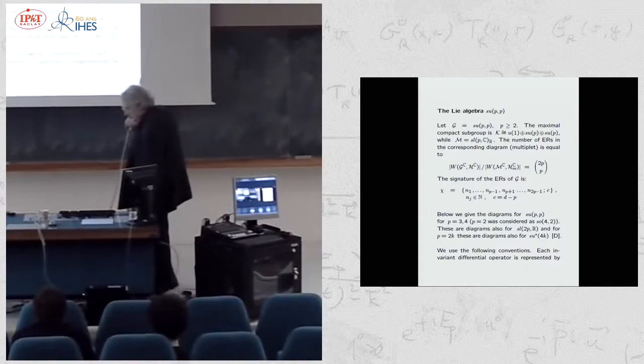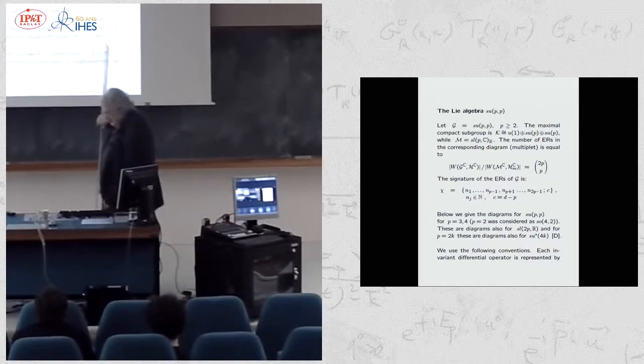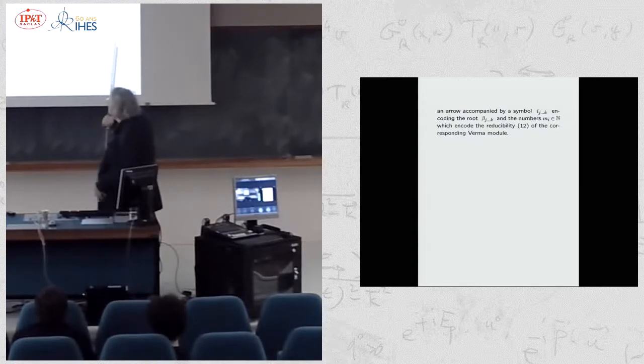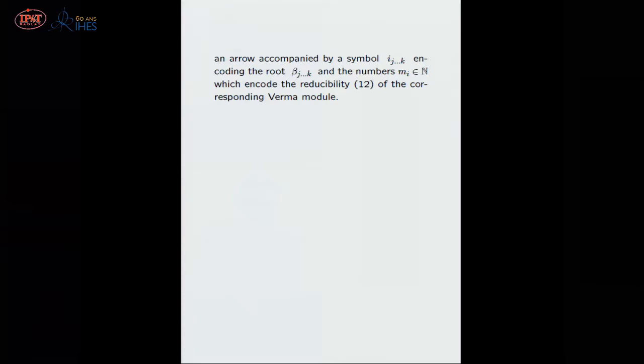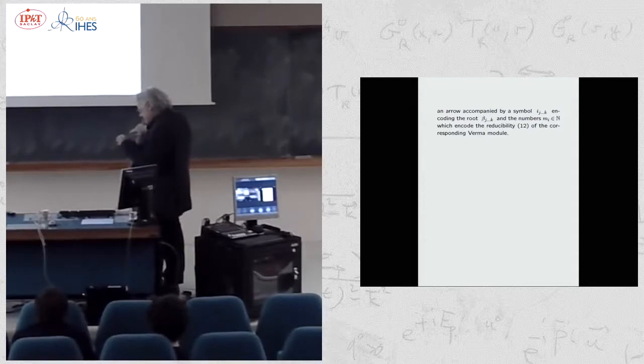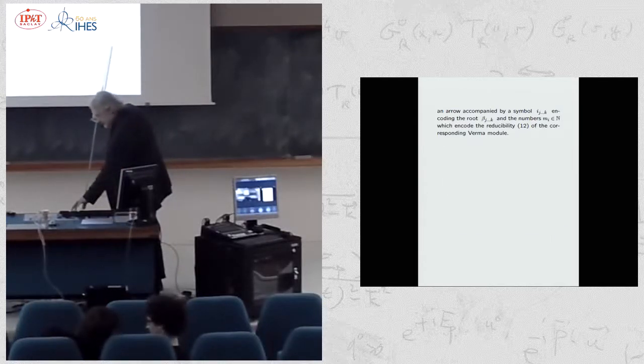That's not very important, but just to know that the diagrams for SO(4,2) were given also for SO(5,1) and also 3. Also here we have these diagrams. Oh, there's something happened. There is some convention which I'll use. Since the diagrams very quickly get congested, I have to simplify the relation, and then this symbol ijk encodes the root beta jk and the numbers mi, which encode the reducibility conditions of the Verma module which I have given.